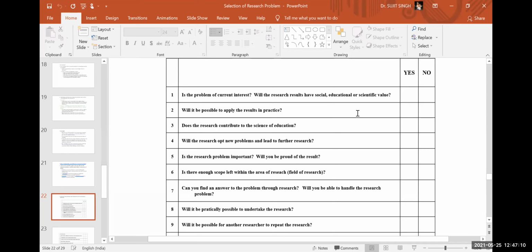Either that is going to change something in society, right? Some contribution to society, or that is going to improve the knowledge base at the educational or scientific level. So if that is yes, that may be considered. If no, we can't say anything about that one. If you are going to do the research and it has no impact, no value in terms of the social, educational, or scientific, this kind of research should not be encouraged.